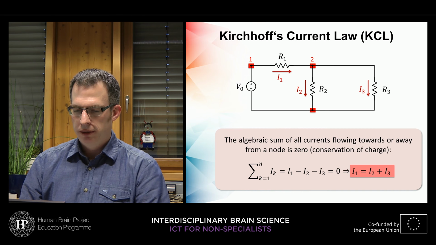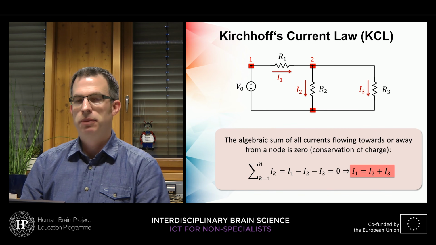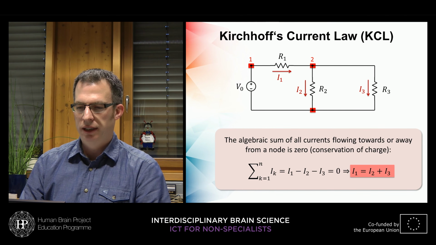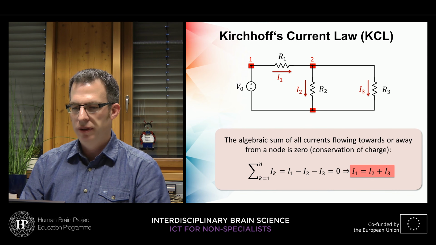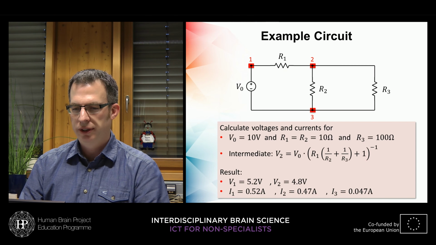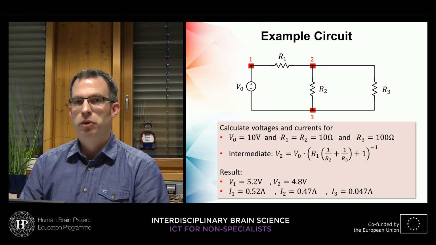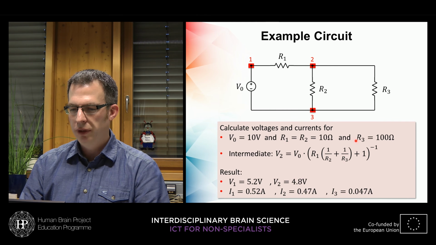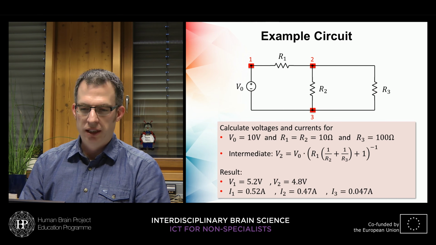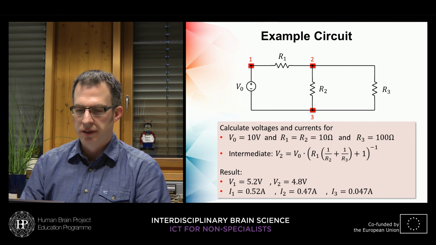And to finish with these basic principles of circuit analysis, I will leave you with an example that you might calculate on your own. So it's just our example circuit that we had a look at the whole time. And if we now say we have a voltage V0 of 10 volts and the resistances R1 and R2 should be equal and have 10 ohms, and we have a resistance R3 with 100 ohms here in the end, then calculate all the voltages and currents in the circuit.